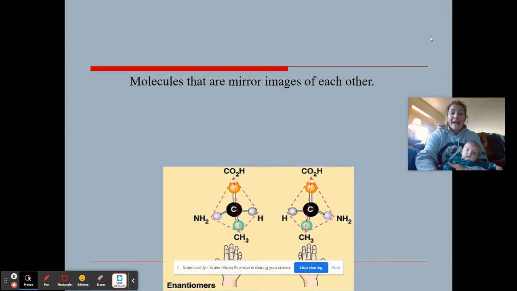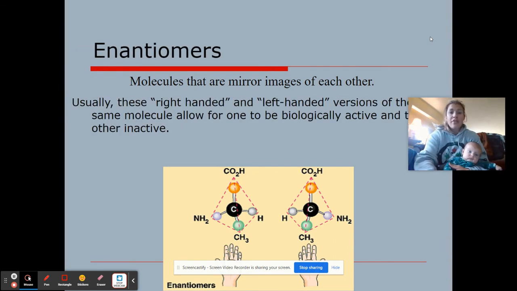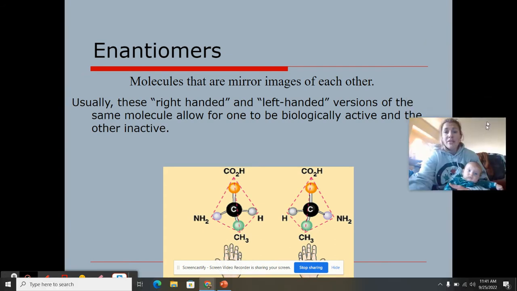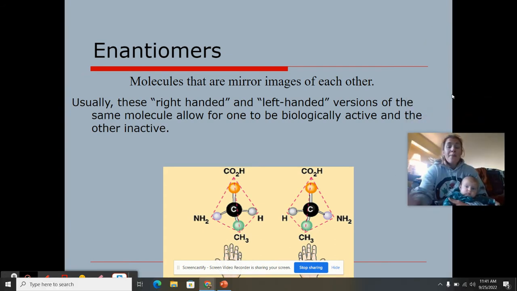All right. And then lastly, enantiomers. These are my favorite molecules that are mirror images of each other. So they are considered right-handed or left-handed versions. The really unique thing about these is that a lot of proteins actually have enantiomers of each other, and the L form or the D form, which is how we denote the right-handed and the left-handed form, your body either can or can't break down.